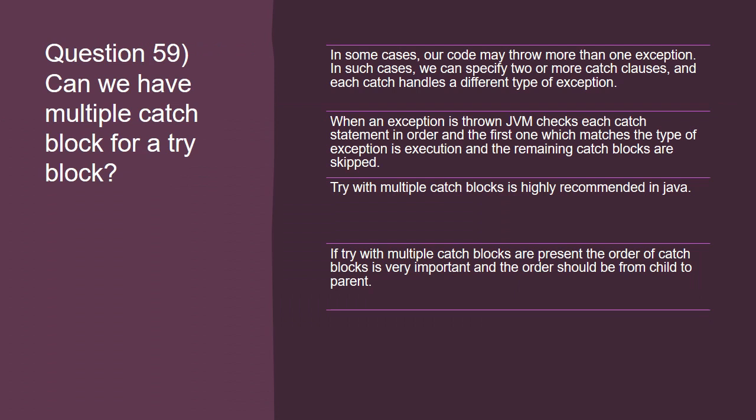Question 59. Can we have multiple catch blocks for a try block? In some cases, our code may throw more than one exception. In such cases, we can specify 2 or more catch clauses, and each catch handles a different type of exception. When an exception is thrown, JVM checks each catch statement in order, and the first one which matches the type of exception is executed, and the remaining catch blocks are skipped. Try with multiple catch blocks is highly recommended in Java. If try with multiple catch blocks are present, the order of catch blocks is very important and the order should be from child to parent.